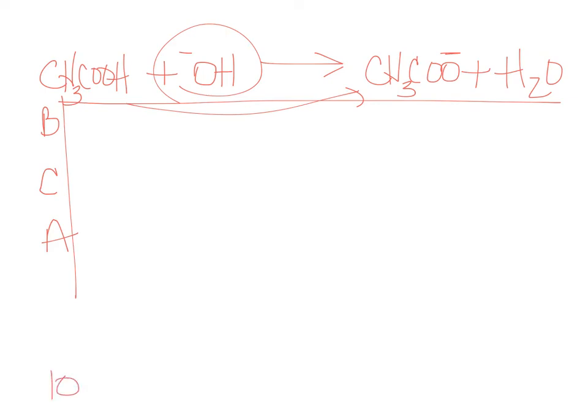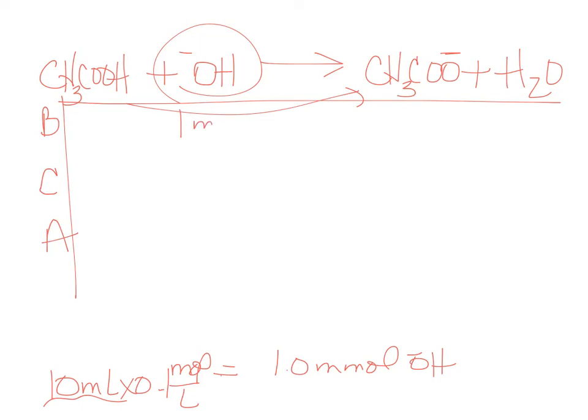And that, the problem said 10 milliliters of a 0.1 molar solution. And that means that we have 1 millimole of hydroxide. If you'd rather work in moles and convert this 10 milliliters to liters, go for it. You'll get the same answer. All right, so we have 1 millimole of hydroxide.